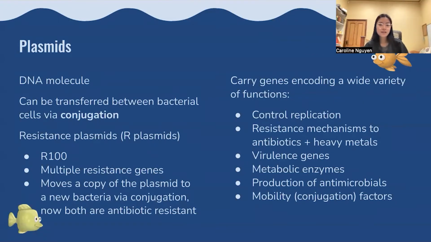So plasmids are the circular DNA molecules we were looking at, and they can be transferred between bacterial cells via conjugation. The plasmids we're going to focus on in particular are resistance plasmids, also known as R plasmids, and they move a copy of the plasmid from one bacterium to another. And so now both cells have antibiotic resistance. They have a lot of functions you can see here. Essentially, they carry the functions that can make a cell resistant to antibiotics.